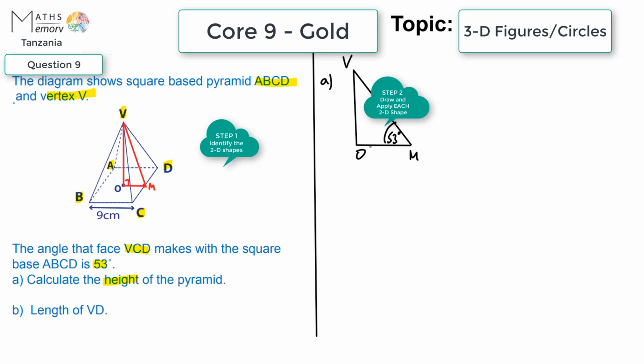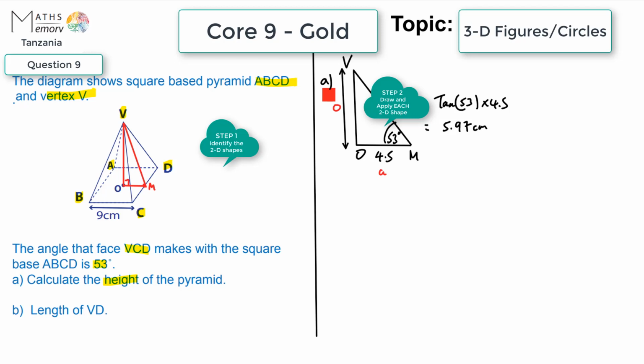Now, do we know OM? Well, we do, because if this is a square, the full base of the square is 9. This must be 4.5. So to find out, therefore, VO, this bit over here, we have to use a bit of trigonometry, and this will simply be tan, because we've got O, A, and we've got the angle over here, H. So what we'll do is times this. We'll do tan 53 times 4.5 with the calculator. So we get that to 3 significant figures, 5.97 centimeters would be the answer to part A.